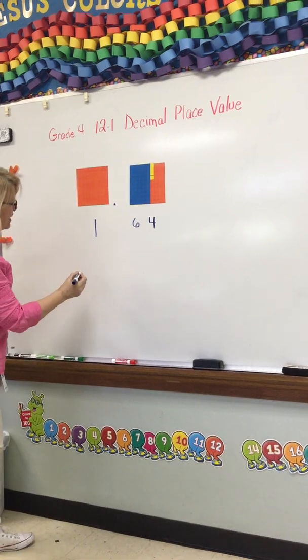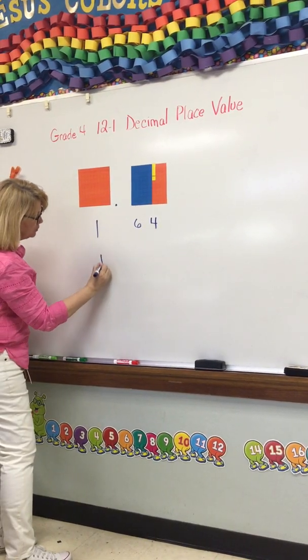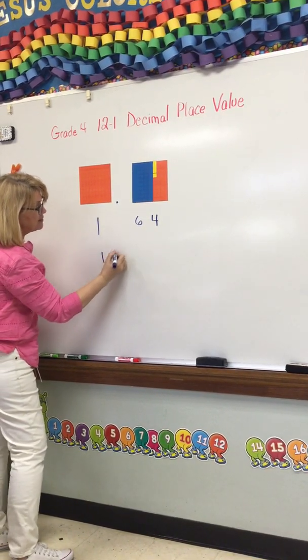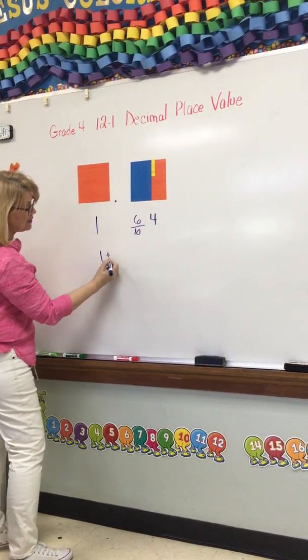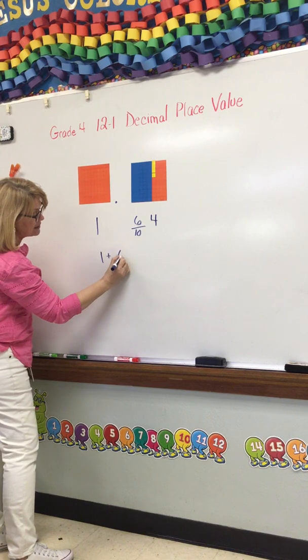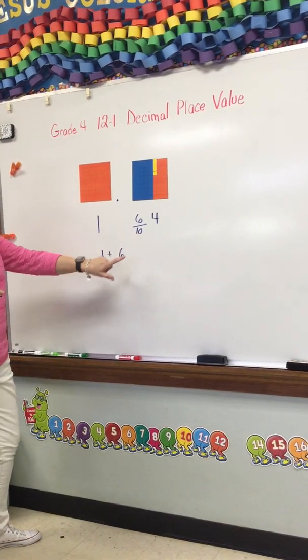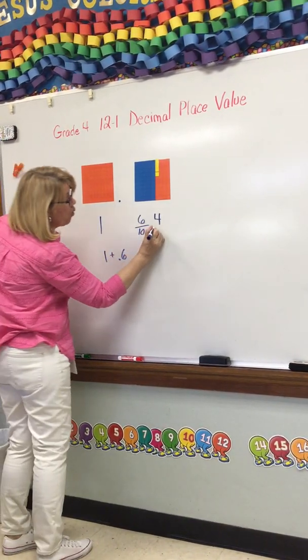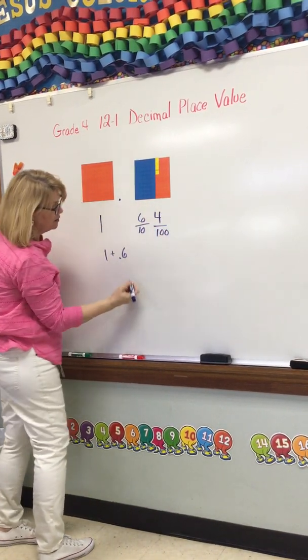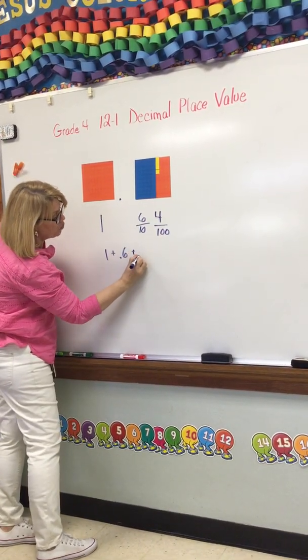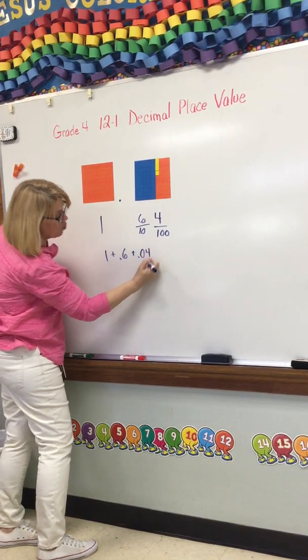So I could say I had 1 whole plus 6 10-sticks, or 0.6, and then 4 out of 100 plus 0.04.